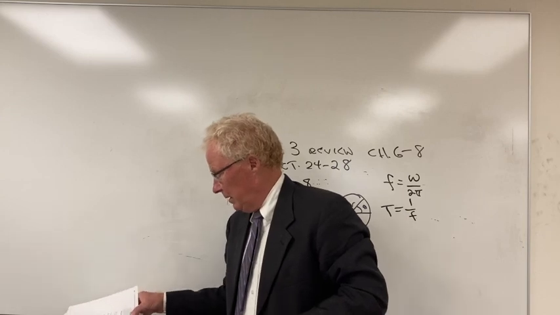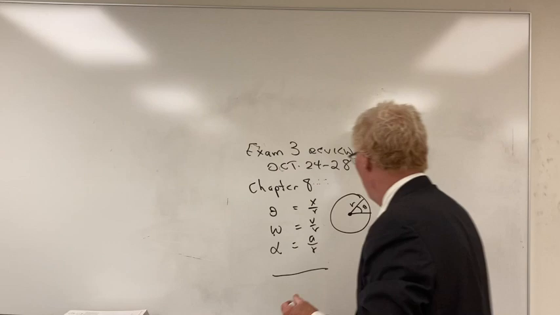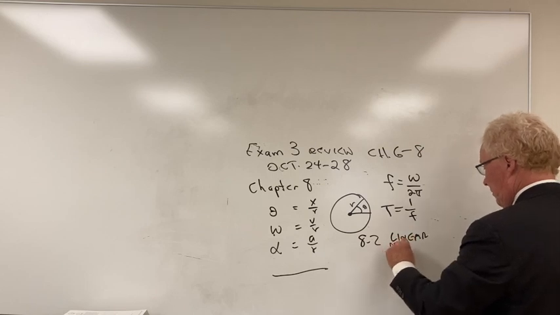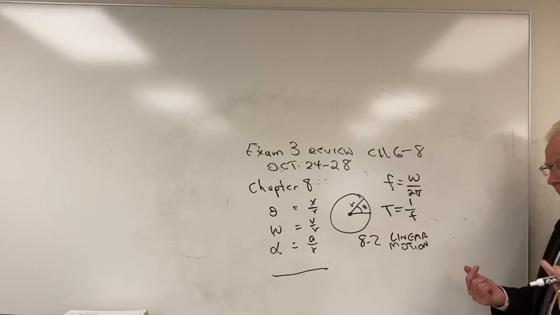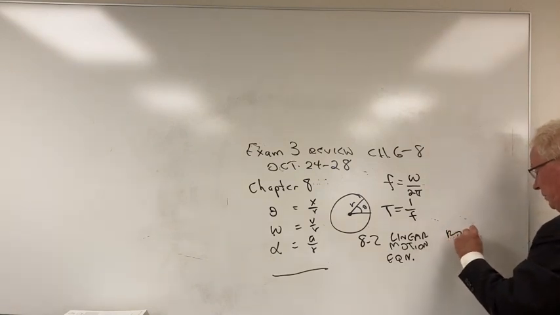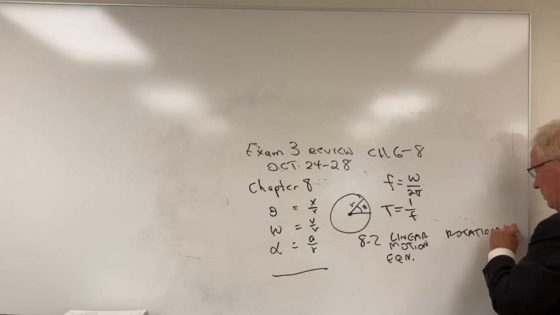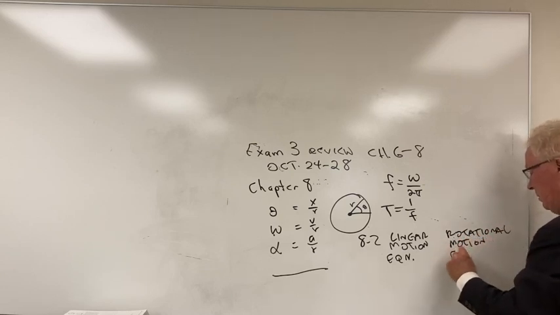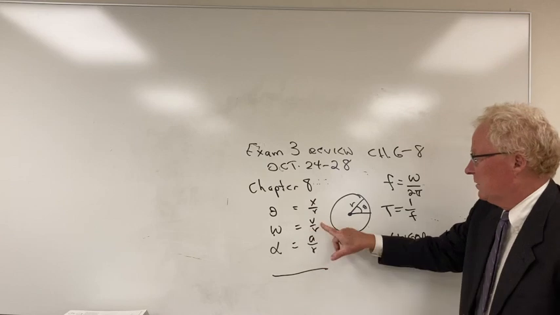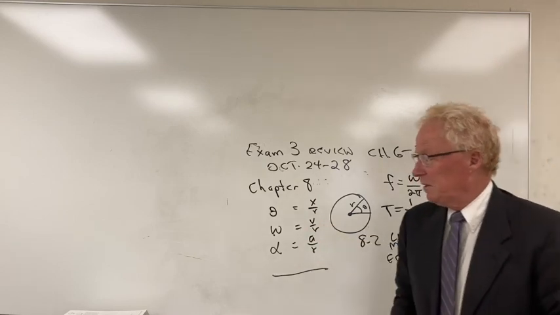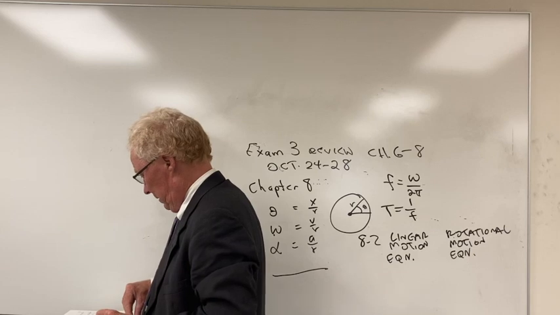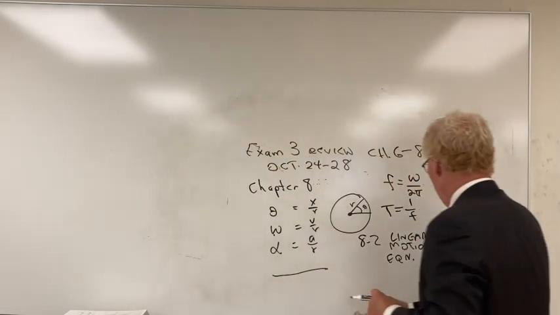All right, and I had section 8.2. Linear motion equations: I'm not going to put those up again because I did that in chapter 8. And rotational motion equations. Basically they're the same, except instead of x you have theta, instead of v you have omega, and instead of a you have alpha. So basically the same sort of thing. That's part of section 8.2. 8.3 we're going to skip.